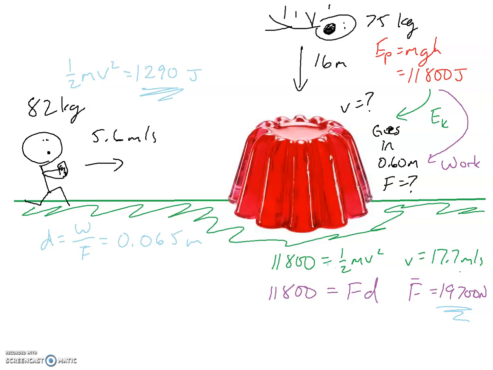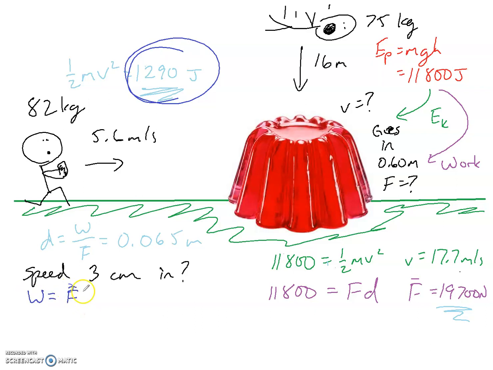So let's build on this a little bit more. Let's find out what was his speed. How fast was he still going 3 centimeters into the jello? Okay, so he's going into the jello 3 centimeters, and obviously still going, so it's almost halfway there. But let's see how fast he was going when he was 3 centimeters in. Well, the kinetic energy he started with hasn't changed. He's still starting with 1290, but as he goes in, the jello is going to do work on him, which is going to be force times distance, and that would be 3 centimeters.